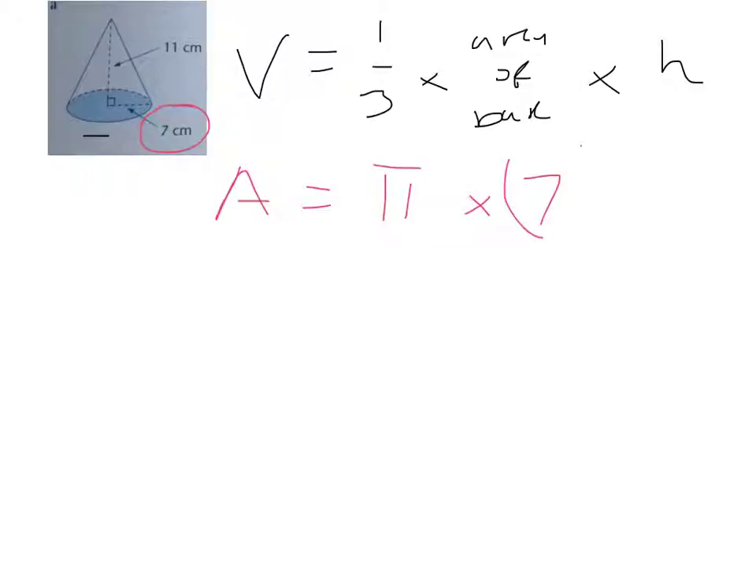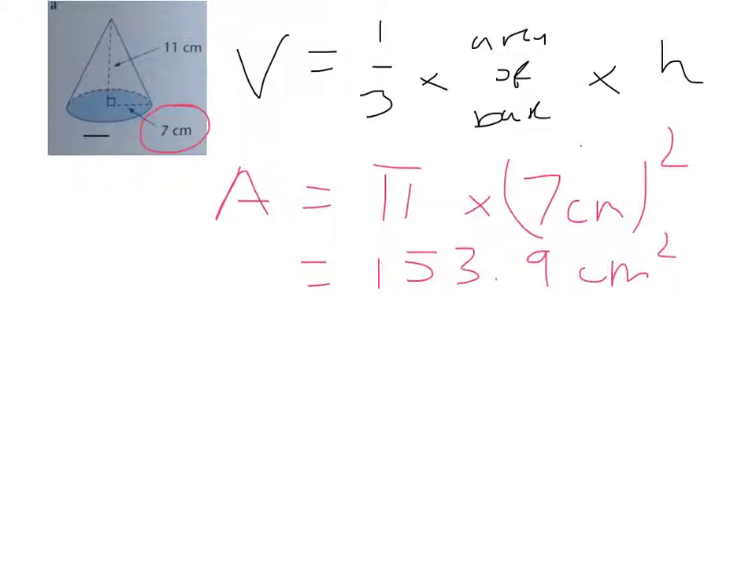So 7 centimeters squared. And if we put that in our calculator, 7 centimeters squared would be 49, and then times that by pi. And that would be 153.9 square centimeters. That's the first part.